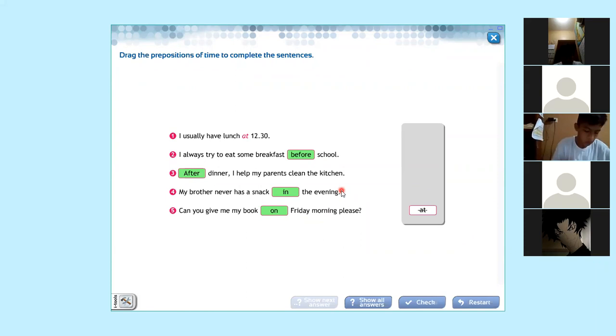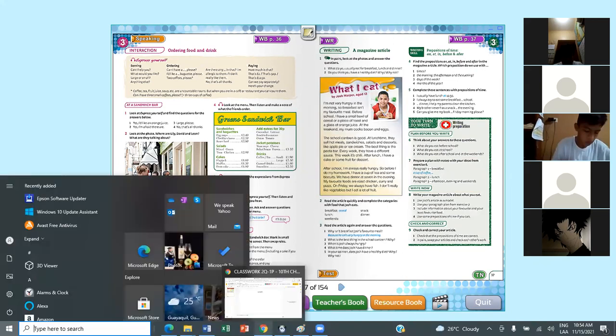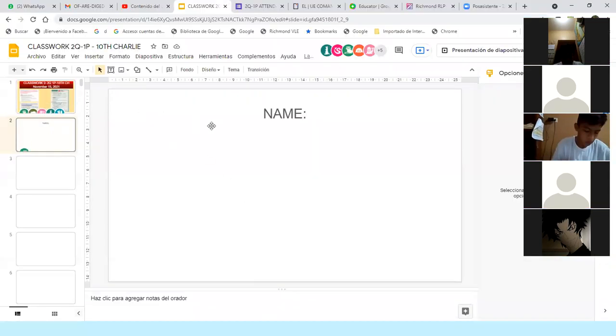Very good. You have the review for this. Complete it in your books quickly. Okay, ready? So, conclusion. Part number 2 of the project. You are going to write a magazine article about you. You are going to include pictures.